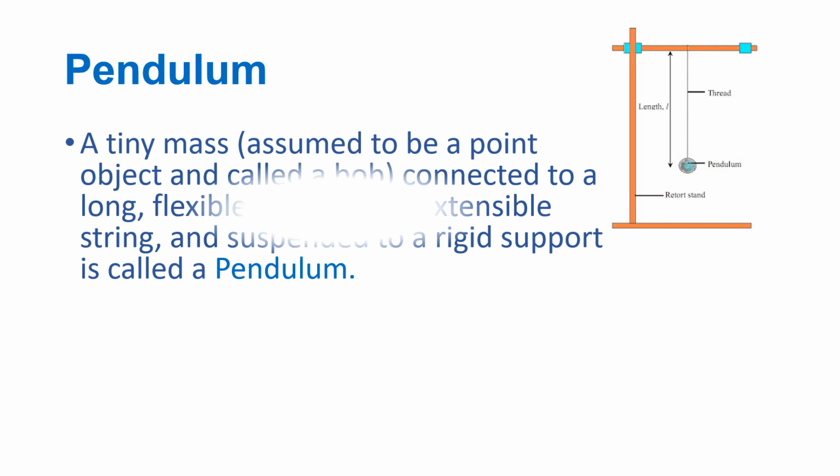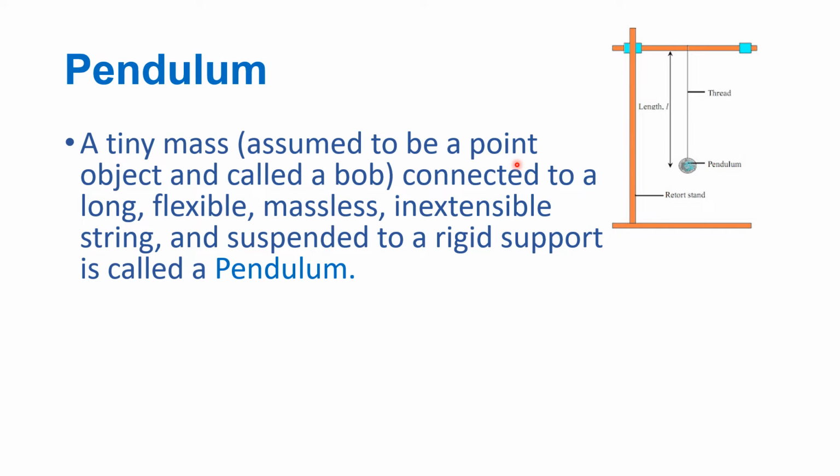Conical pendulum is one of the properties of circular motion. Before that, we should know what a pendulum is. A pendulum is a tiny mass assumed to be a point object, called a bob, connected to a long, flexible, massless, inextensible string and suspended from a rigid support.